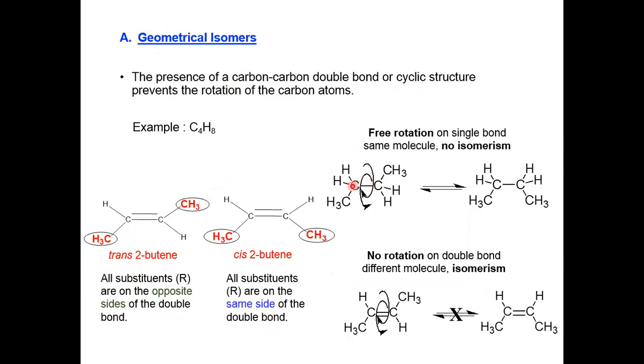Okay, if the structure has a single bond, there is free rotation, it can rotate its bonding position here. On a single bond, same molecule, no isomer. So it cannot make cis and trans isomers; it only has a single bond in the structure. Whereas no rotation on a double bond, different molecule, so isomerism exists. If you have a double bond in your molecule, it cannot rotate. So when it cannot rotate, it can make two different structures, which is your trans and this is your cis.